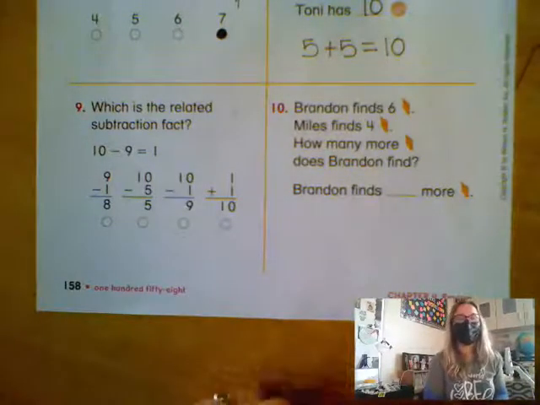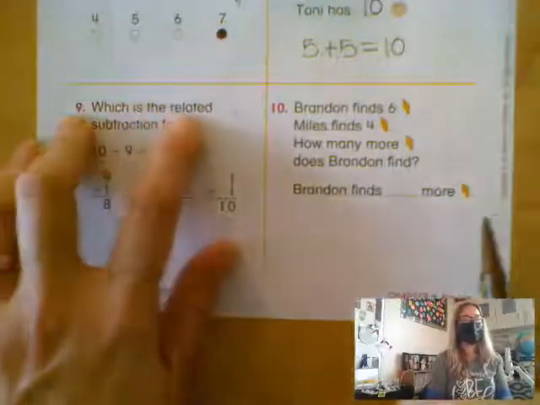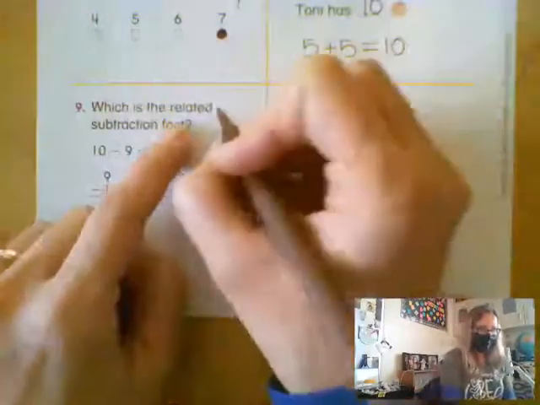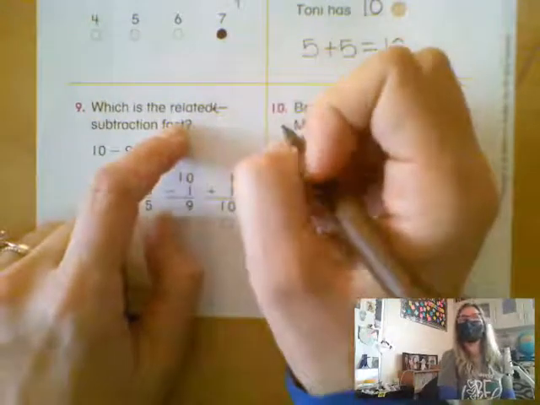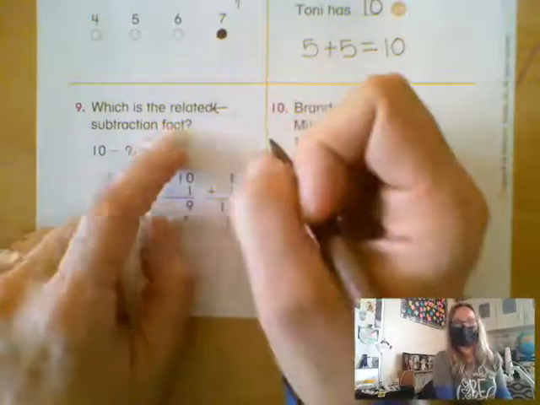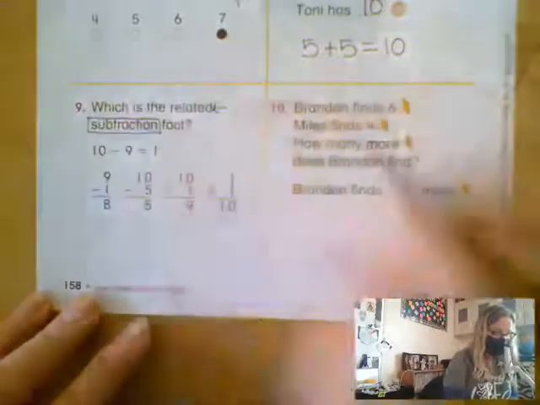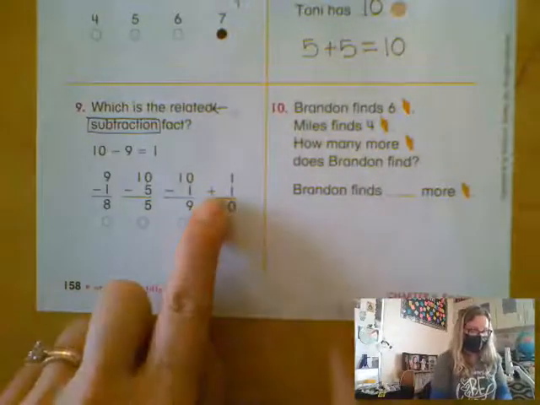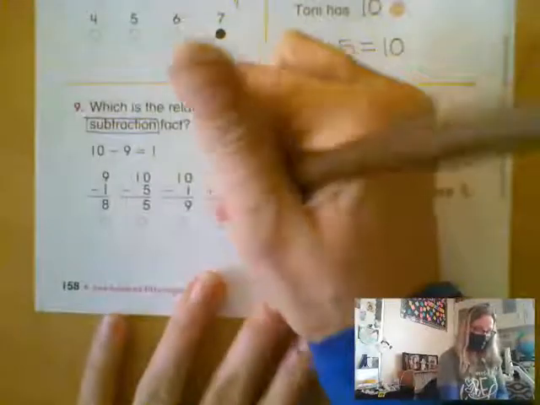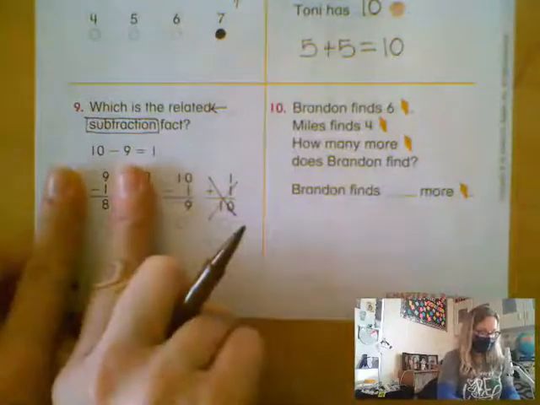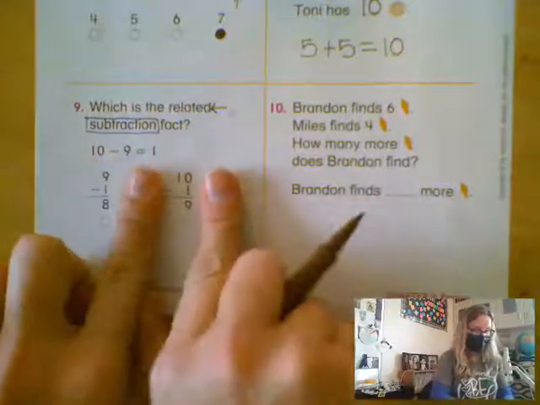All right. Number 9 says, which is the related subtraction fact? So let's talk about some of the words in here. We see that word related, so we know we're talking about fact families. We see subtraction, so we know we have to have a subtraction sentence. Well, this one's addition. Whoops, I just chucked my pen. So we can cross that one off. We already know it's not that one. So it's either going to be that one, or that one.